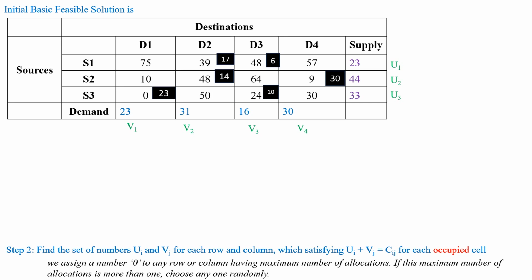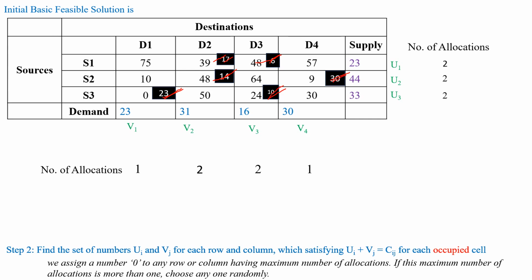Next, assign the number 0 to any row or column which has the maximum number of allocations. If this maximum number of allocations is more than 1, choose any one randomly. So first we have to determine the number of allocations row wise as well as column wise. In the first row the number of allocations is 2. In the second row the number of allocations is 2. In the third row, the number of allocations is 2. Similarly, column wise, the first column has 1 allocation. In the second column, 2 allocations. In the third column, 2. In the fourth column, 1.